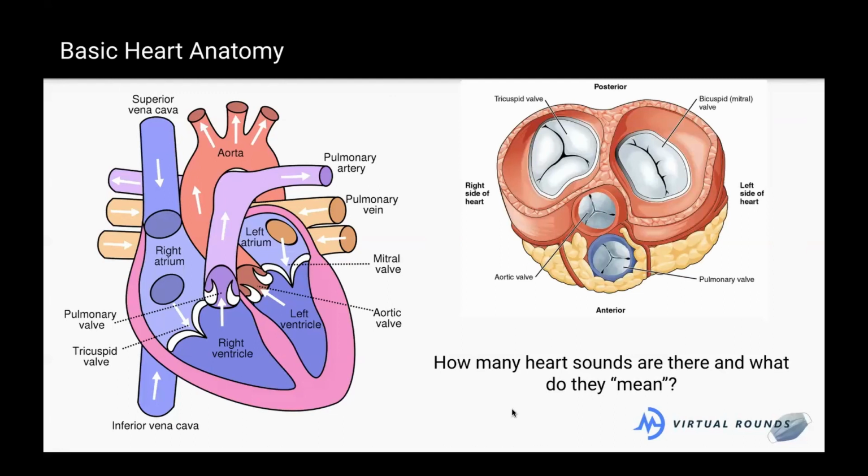Valves closing. Emily, you are 100% right. And Fawaz, you're not wrong. We're going to talk about systolic and diastolic in a second for sure. Those are phases of the heart cycle.